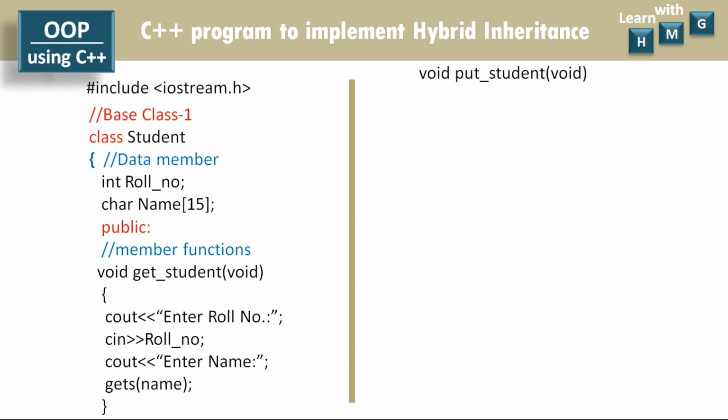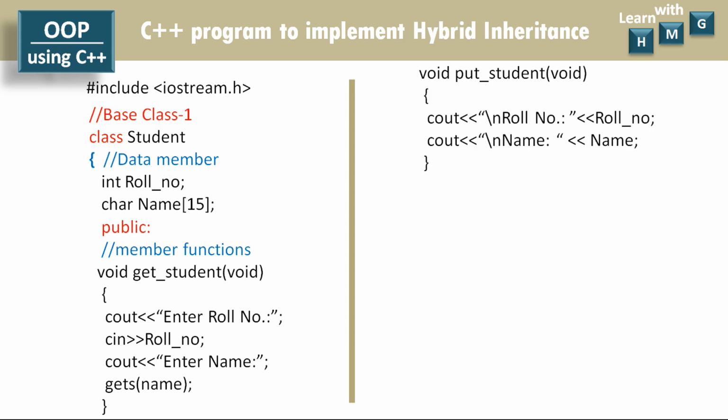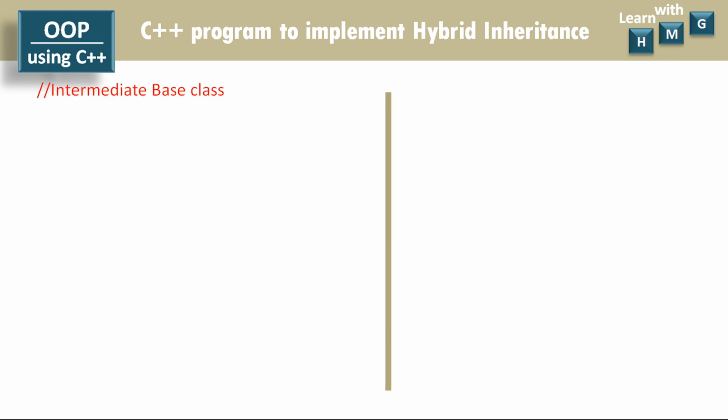This function also does not accept any argument and does not return any value, void function. Only using cout object and insertion operator we are going to display the value of roll number and name. So simple output operations, that is, first display roll number and then display name of student. So let us end the base class, that is, now the definition of student class is finished. Let us go for next class on the next slide.